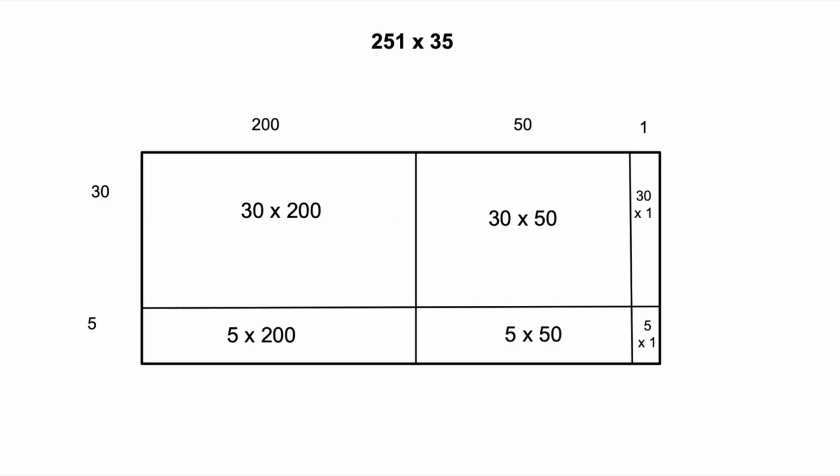So here I drew a rectangle and I divided it into 6 spots because we have 251, and if we divide them by the place values, we have 200, which is a 2, 50 because it's in the tens place, and then the 1 in the ones. And then we have 35 on the side, and we broke it into its tens, which is 30, and then its 1, which is 5. So in each part, we have the multiplication problem that goes accordingly to the problem for each partial product.